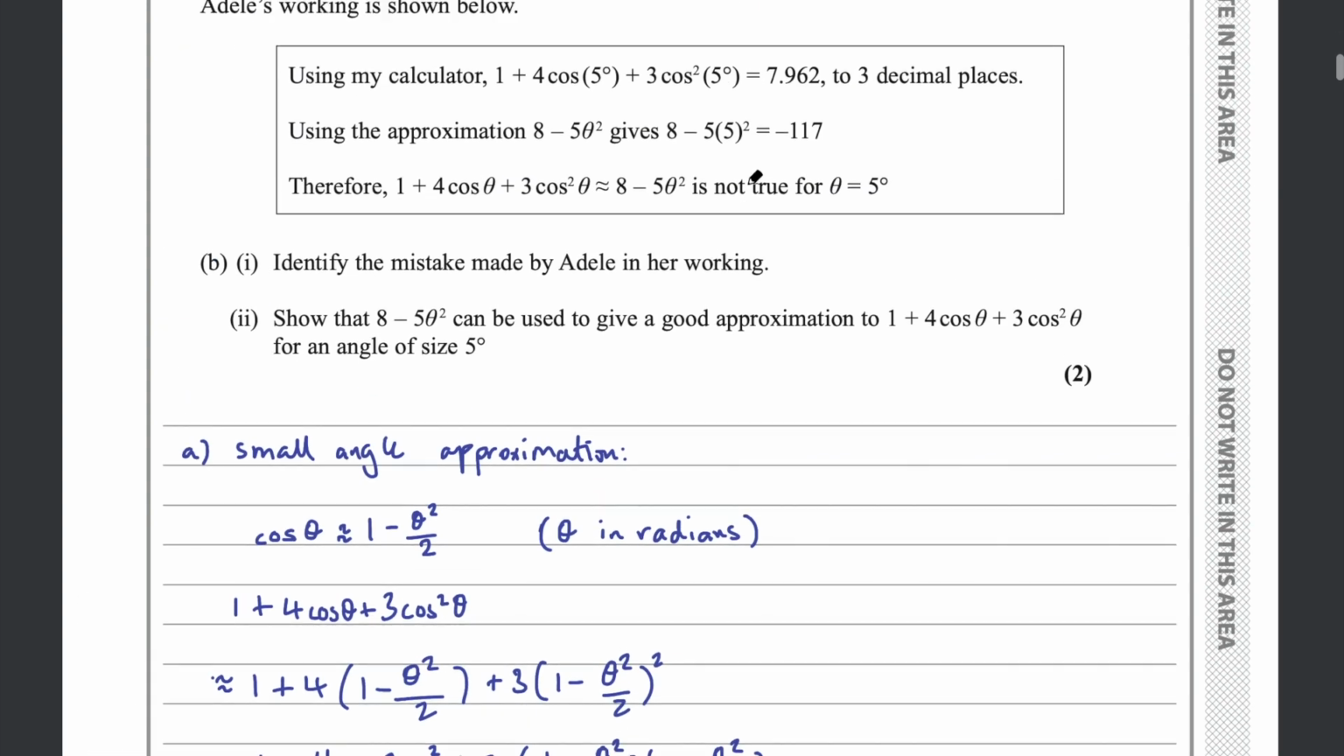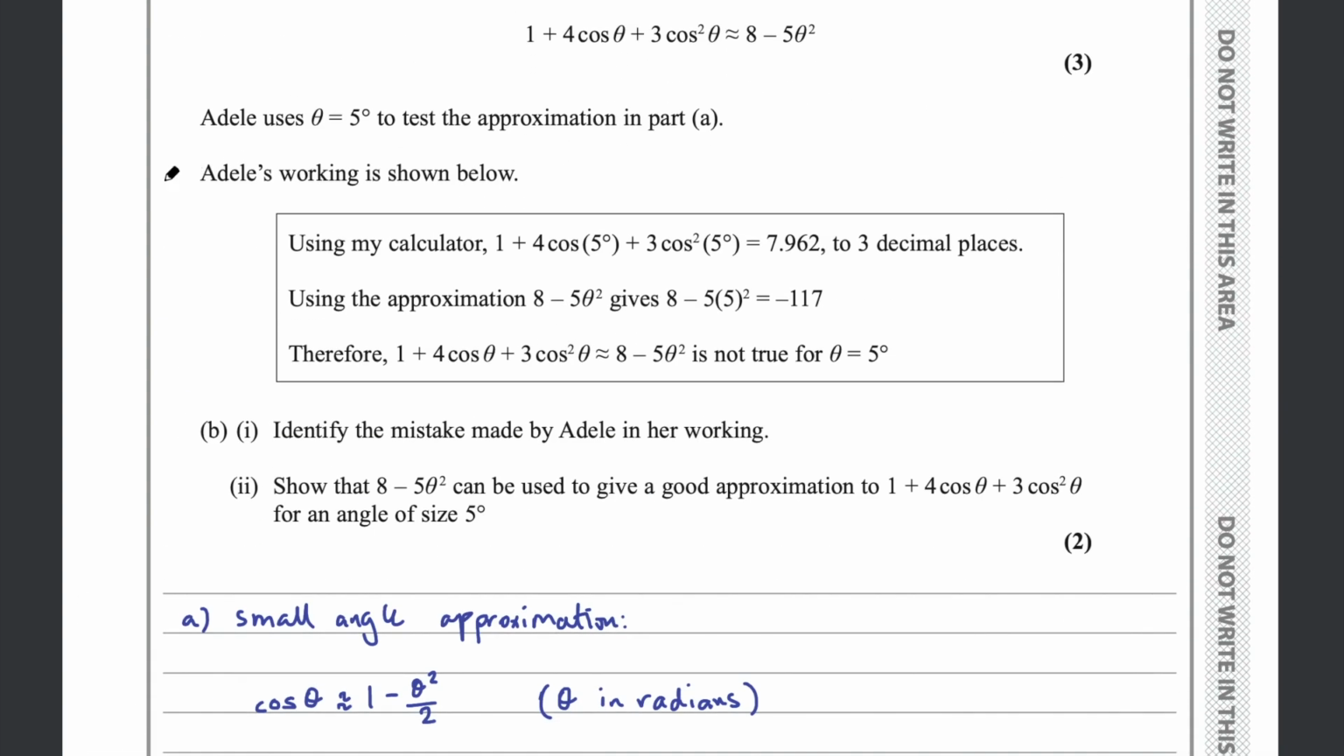And anyways, that's the answer for part A for 3 marks. The question goes on and it says Adele uses theta equal to 5 degrees to test the approximation in part A.